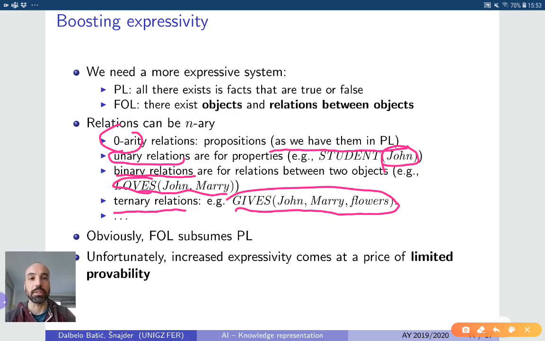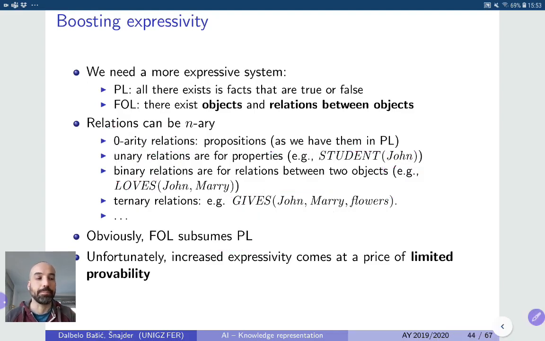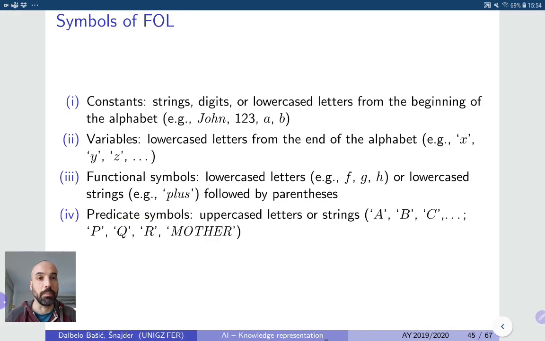Now, obviously, because we can always use relations without any arguments, this essentially means that first order logic subsumes propositional logic. Now, all fine. This seems to be quite good. We can express more things now, but keep in mind that this comes at a price, at a cost, and the cost is limited provability, or in other words, decidability is the thing that we lose. So there are going to be things that we cannot prove, though we can express them in first order logic. I'll talk about it a bit later.